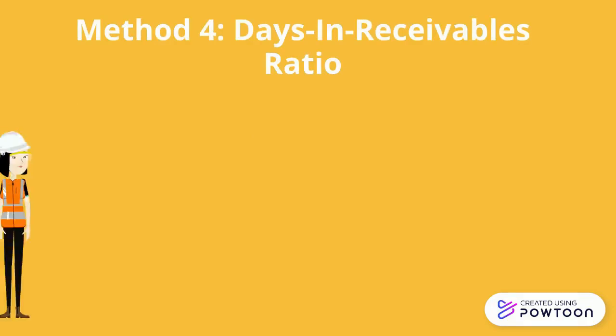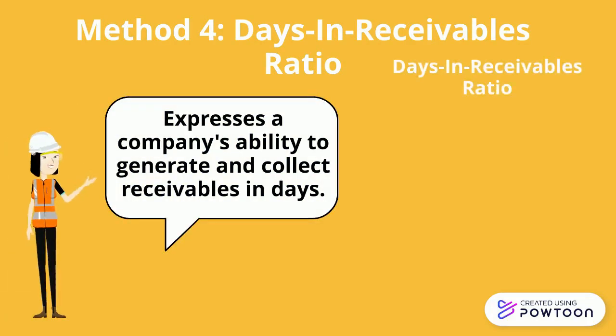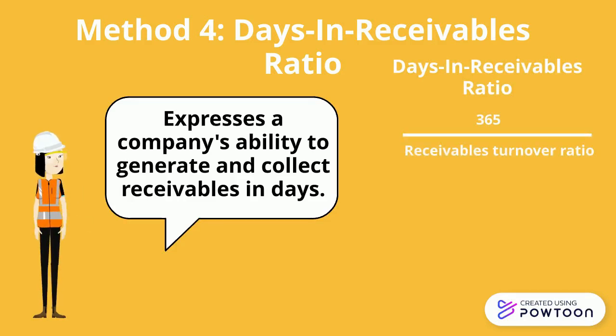The days in receivables ratio follows on from the receivables turnover ratio, where a company's ability to generate and collect receivables in days is expressed. This equals 365 days divided by the receivables turnover ratio, disclosing that Molly collects receivables once every 14 days.